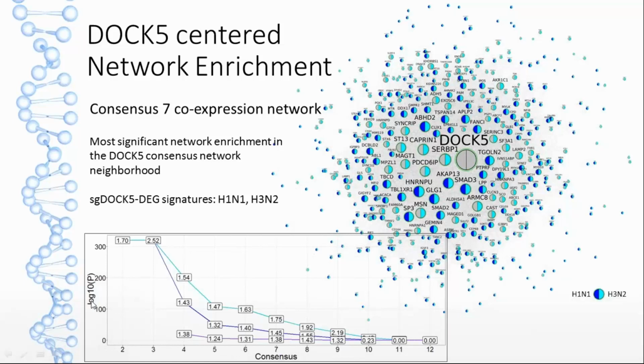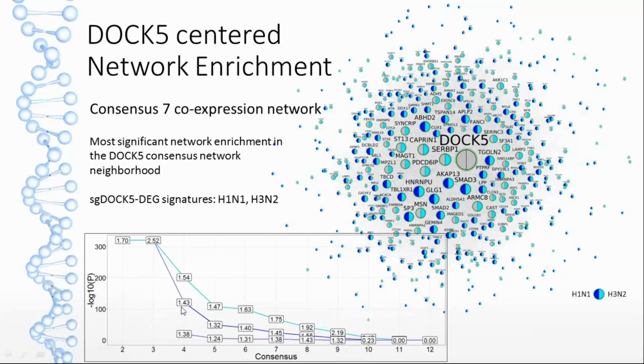And again showing the enrichment p-values as minus log10 p-value between our sets. And here I only look at the two sets: the DOC5 knockout during H1N1 infection and the DOC5 knockout during H3N2 infection. So we always compare wild type versus knockout, but with the additional conditions H1N1 infection and H3N2 infection.